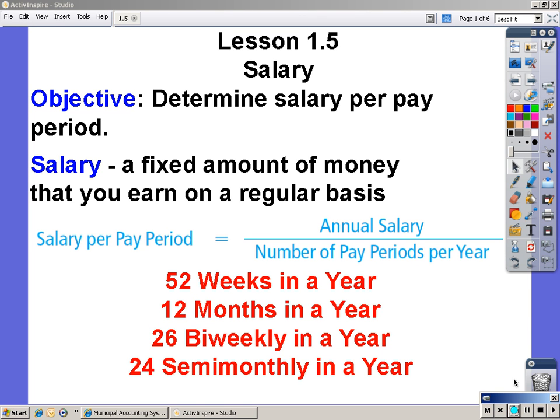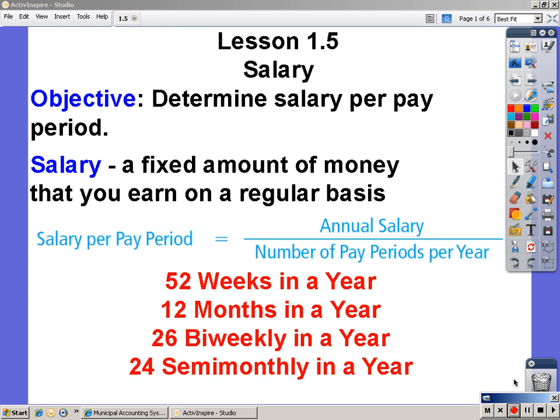Okay, lesson 1.5, salary. Your objective today is to determine salary per pay period. Salary is a fixed amount of money that you earn on a regular basis. Our formula that we're using today is salary per pay period equals your annual salary divided by the number of pay periods per year. Okay?